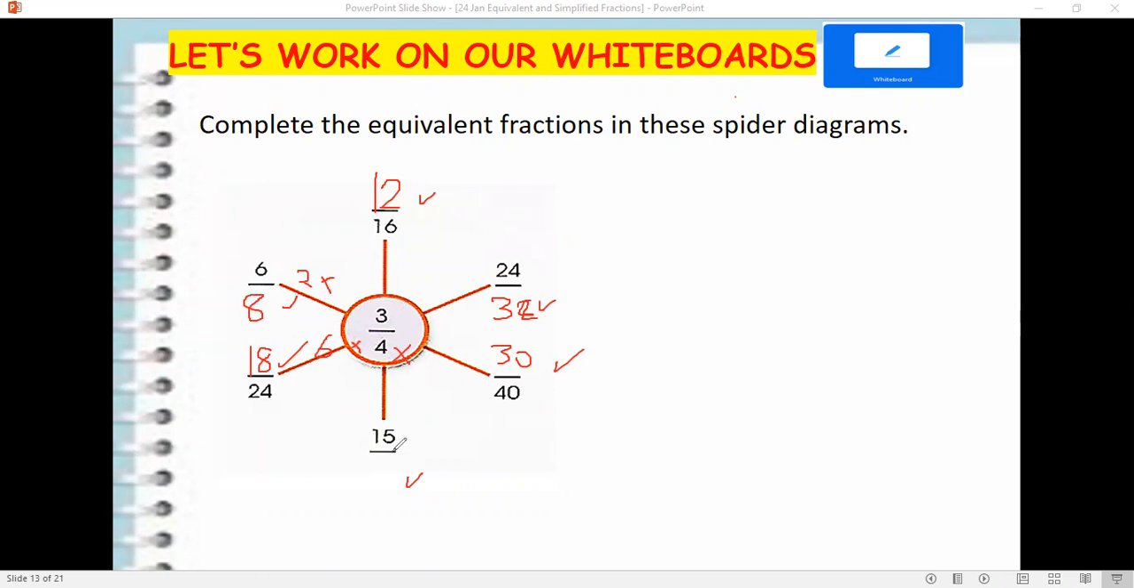Okay, now we have another one here. What did we multiply in 3 to give us 15? So times 5. So 4 times 5 is 20. You can just put here, we multiplied this one by 4, we multiplied this by 8, and we multiplied this by 10. Easy. You can put here what we multiplied, and you will do it easily.